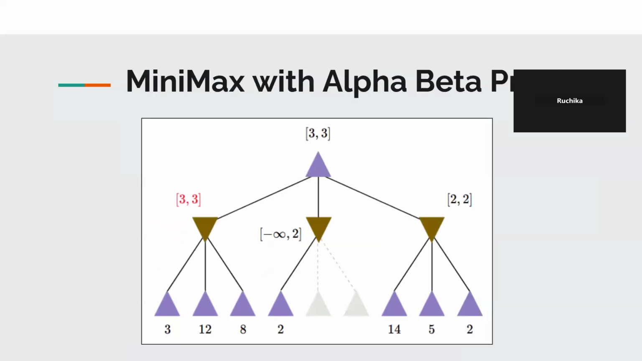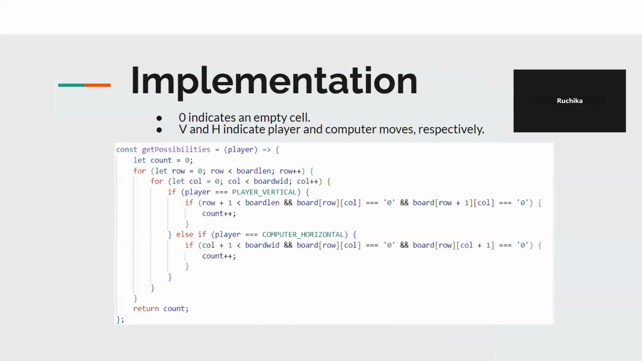Minimax with alpha beta pruning optimizes the algorithm by eliminating branches that don't influence the final decision. Alpha represents the best score the maximizer can guarantee, and beta represents the best score the minimizer can ensure. By pruning unnecessary branches, it reduces the computation required, especially for deeper levels of recursion. Alpha beta pruning helps the computer AI make decisions more efficiently by evaluating fewer game states.